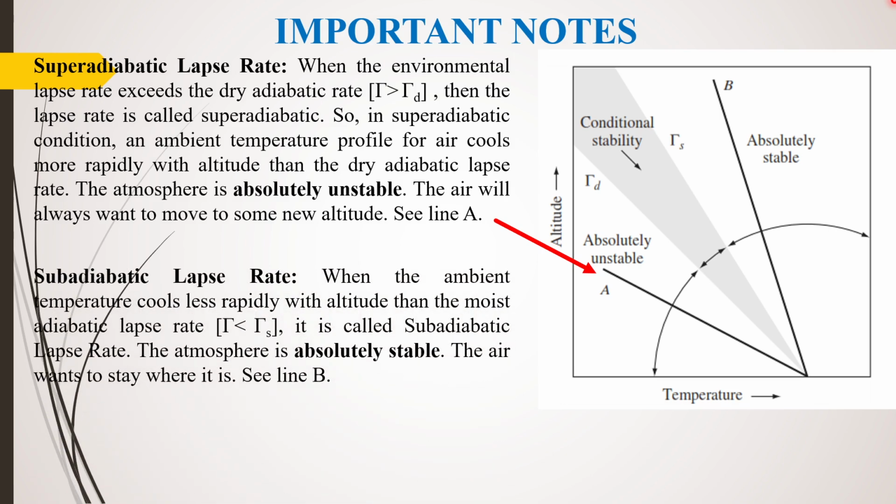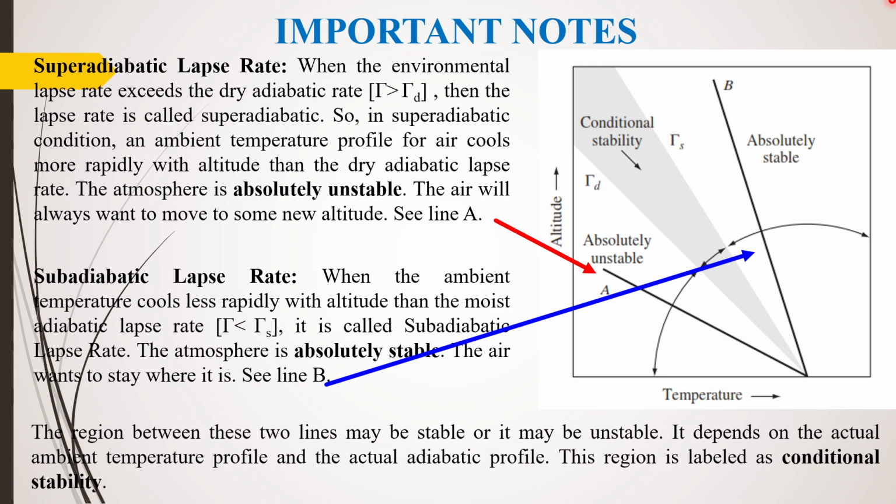Now, when the ambient temperature cools less rapidly with altitude than the moist adiabatic lapse rate, that is, the environmental lapse rate is smaller than the moist adiabatic lapse rate, it is called a subadiabatic lapse rate. The atmosphere in this condition is absolutely stable and the air wants to stay where it was. In this figure, it is line B.